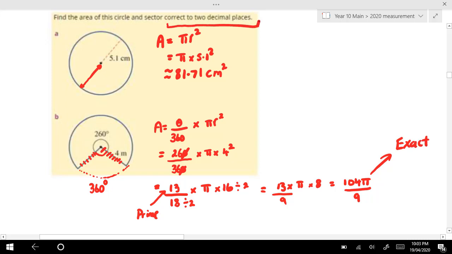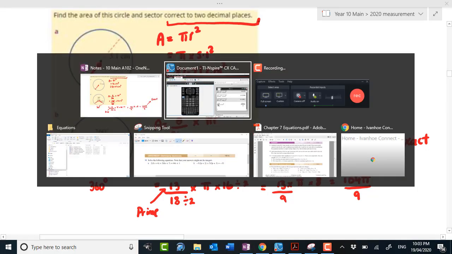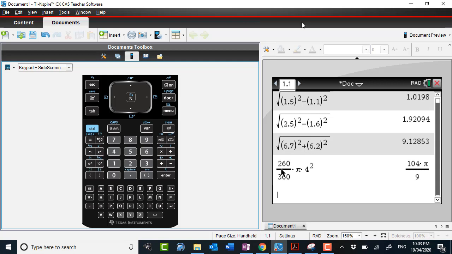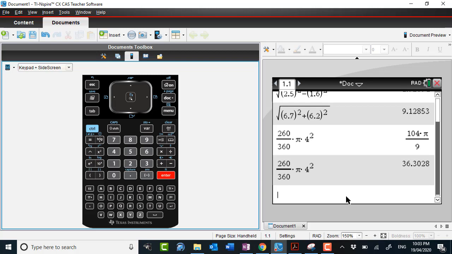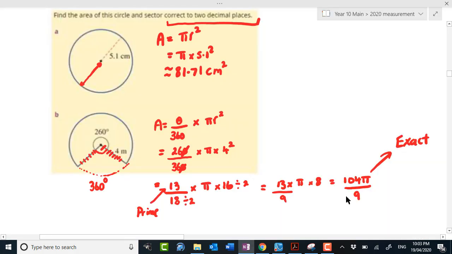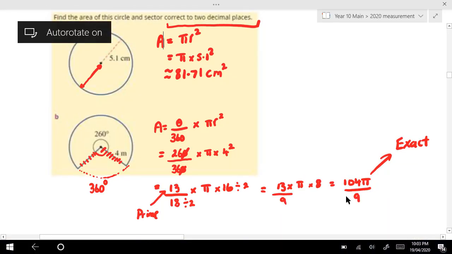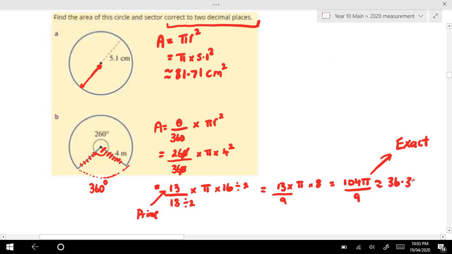So we've been asked to do it at 2 decimal places. So I'm going to go to the calculator now, and I'm going to press Control and then Enter. And that's going to give me my decimal approximate, 36.302. So therefore, that is approximately equal to 36.30.